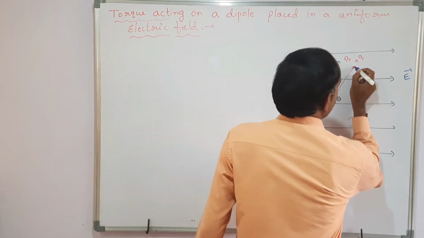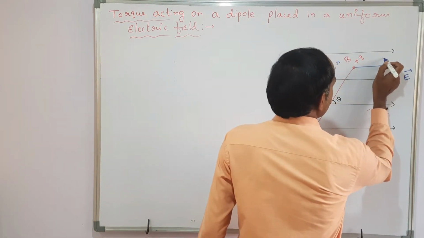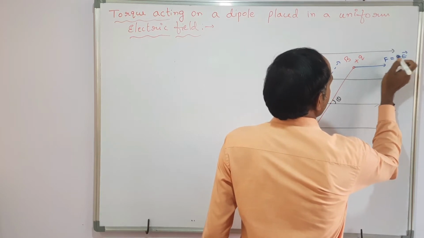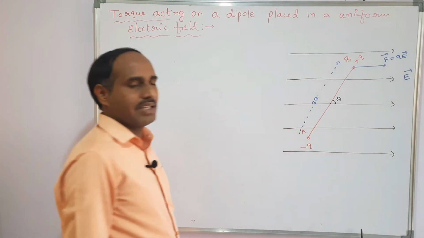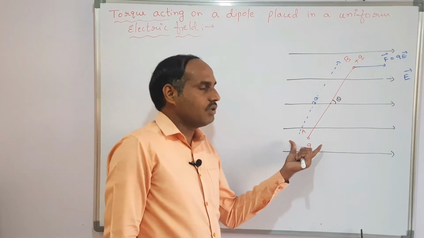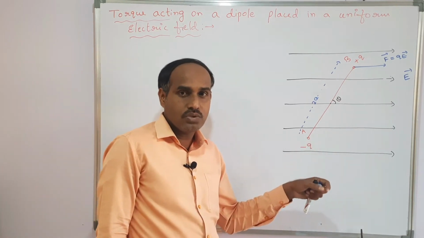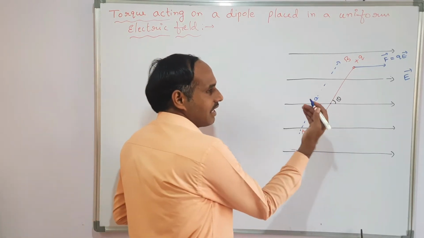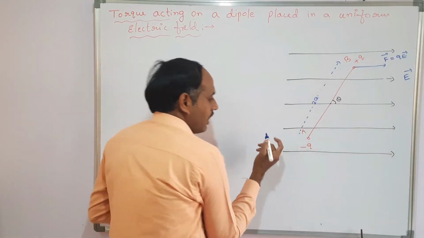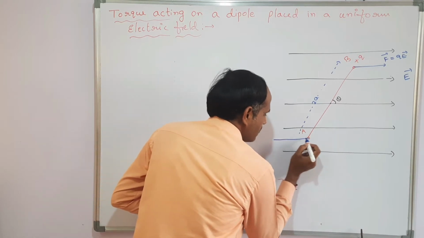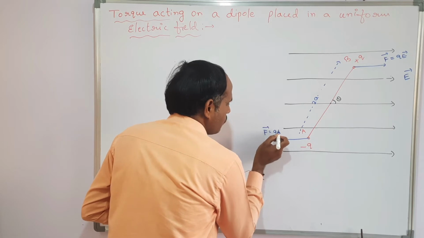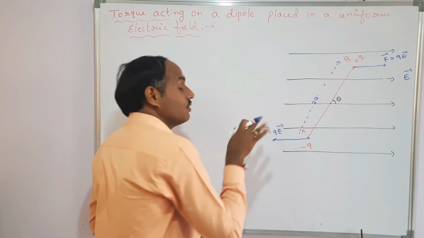So here we can write the force on this positive charge: F is equal to q E bar. At the same time, we also know that the negative charge experiences a force opposite to the direction of the electric field. As the electric field is towards the right, the force on the negative charge is towards the left, and this force F bar is again equal to q E bar, but I am not writing minus q E bar here.